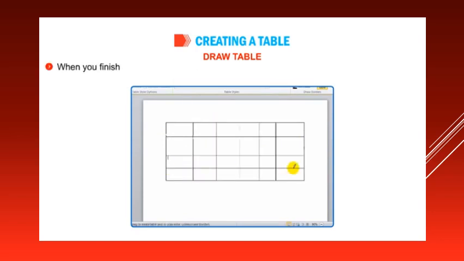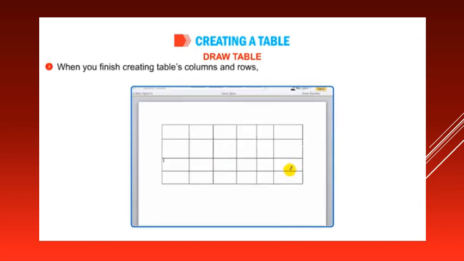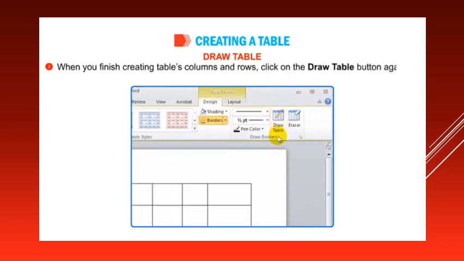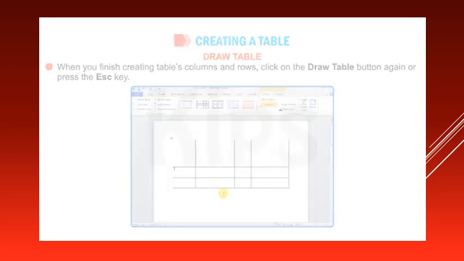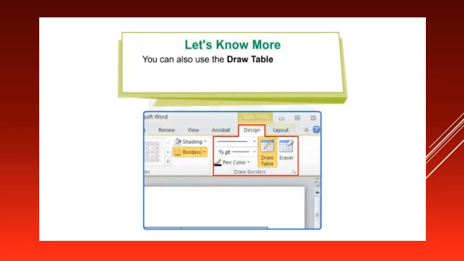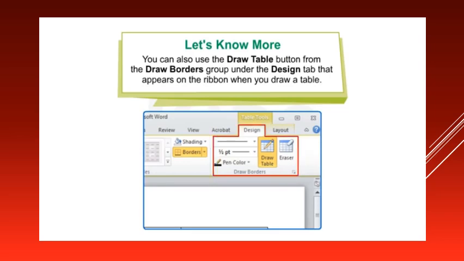When you finish creating tables, columns and rows, click on the Draw Table button again or press the Escape key. Students, let's know more. You can also use the Draw Borders group under the Design tab that appears on the ribbon when you draw a table.